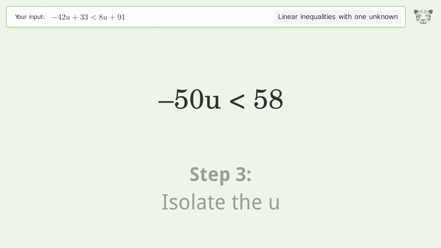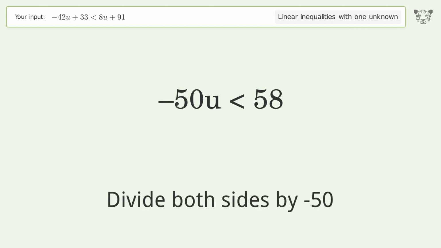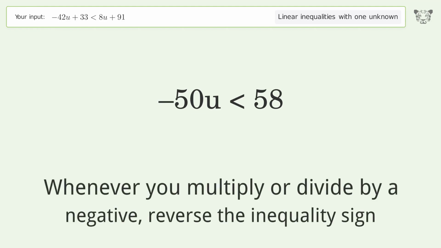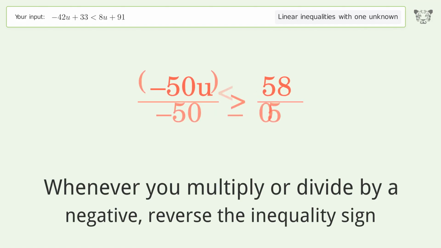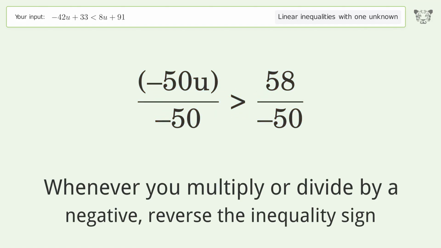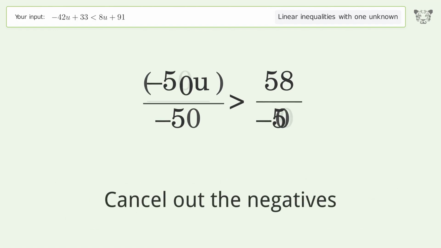Isolate the u. Divide both sides by negative 50. Whenever you multiply or divide by a negative, reverse the inequality sign. Cancel out the negatives.